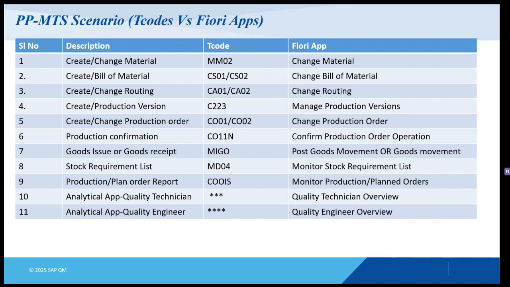Before going to the overview, these are some of the major transaction codes where the Fiori apps are used. I have just given a brief. You know that 01 is for create, 02 is for change, right? So right now I have given some major transaction codes that will be used in the make to stock scenario. Suppose we are using material: we are creating and changing material, right? So you have MM01 for create and MM02 for change.